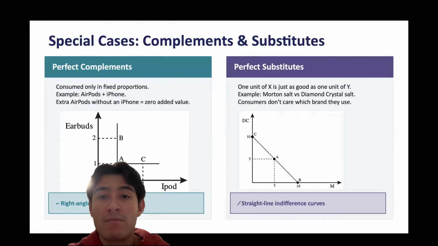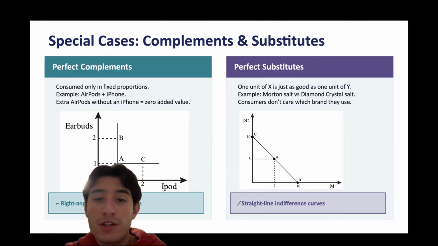Okay, let's look at two special cases that are really common and worth knowing. So the first one is called perfect complements. These are goods that consumers only want in fixed proportions together. The textbook example is AirPods and an iPhone. An extra pair of AirPods is completely useless if you don't have an iPhone, and an extra iPhone adds nothing if you don't have AirPods. You always want them together in a 1-to-1 ratio. So look at the graph. The indifference curves are L-shaped with right angles. Moving along the horizontal or vertical part of the L gives you zero extra satisfaction because you're only getting one more of one good without the other.